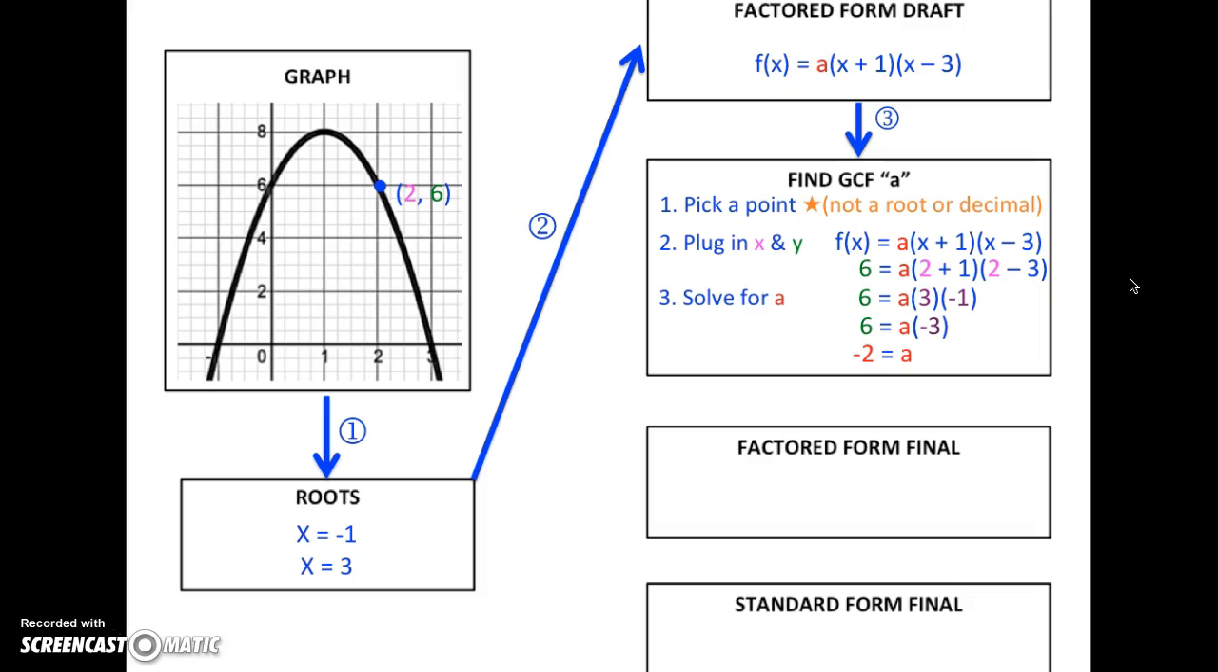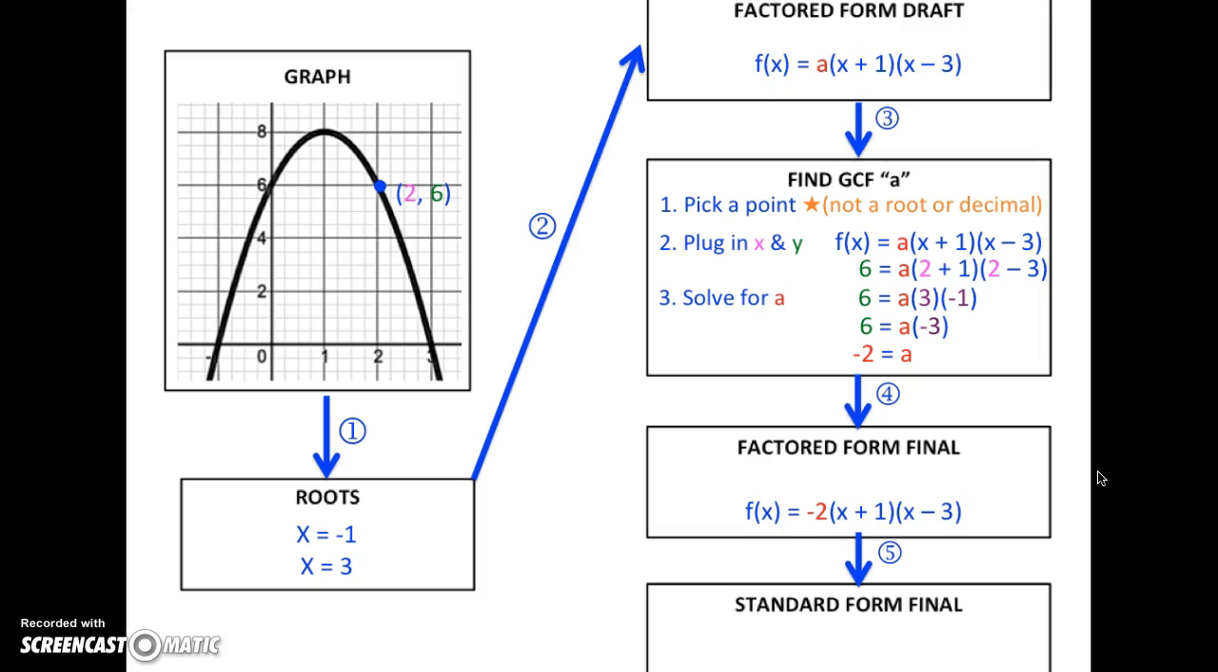All right, so once I have a, I can go on to the next step, which is to write the final version of the factored form. I do that by simply plugging a into my draft form. So here's my draft form, and I'm just going to plug in negative 2, the value I got for a, right into the draft. And now this is my final factored form, and I can use that to get the standard form.